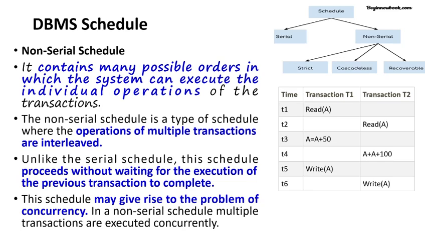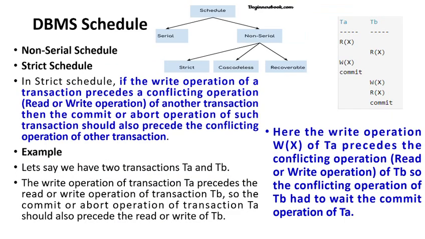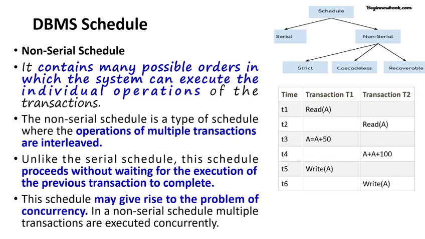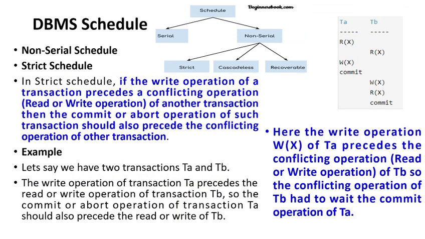A non-serial schedule contains many possible orders in which the system can execute the individual operations of the transactions. The non-serial schedule is a type of schedule where operations of multiple transactions are interleaved. Unlike the serial schedule, this schedule proceeds without waiting for the execution of the previous transaction to complete. This may give rise to problems of concurrency. A non-serial schedule consists of strict, cascadeless, and recoverable.